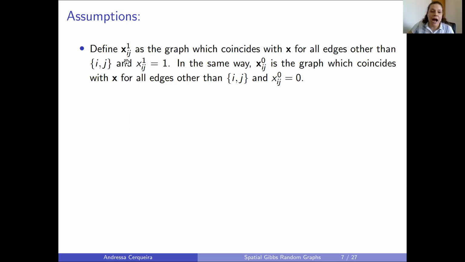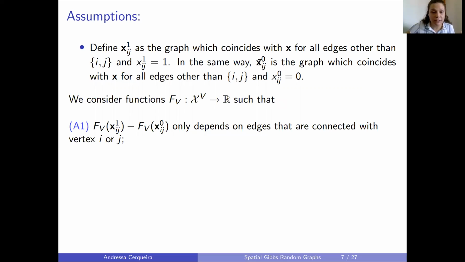The graph X_ij1 is just the graph when I have this edge in the graph. And the graph X_ij0 is just when I remove this edge from the graph. So what I'm going to do is try to compare what happens when I just change one edge in the graph, because this is the dynamics that I'm going to define in my graphs.